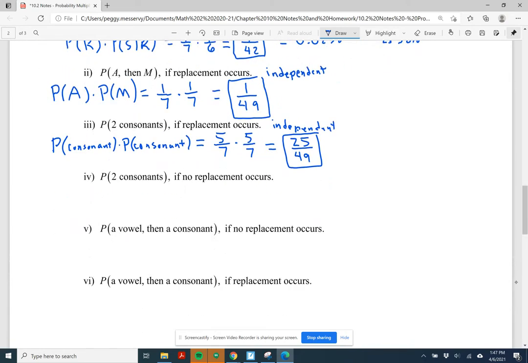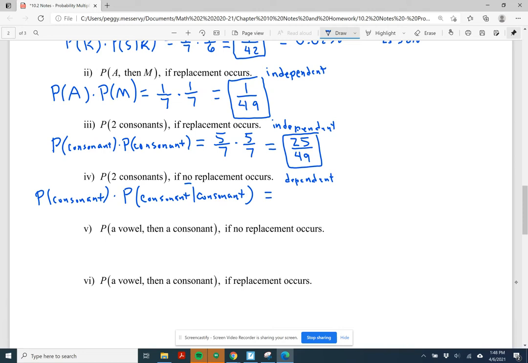Part 4. Now notice it says the probability of 2 consonants, but we're not replacing. No replacement. So now we have dependent events. Okay. So now we want the probability of a consonant in the first draw times the probability that we have a consonant given that we've already drawn a consonant in the first draw.